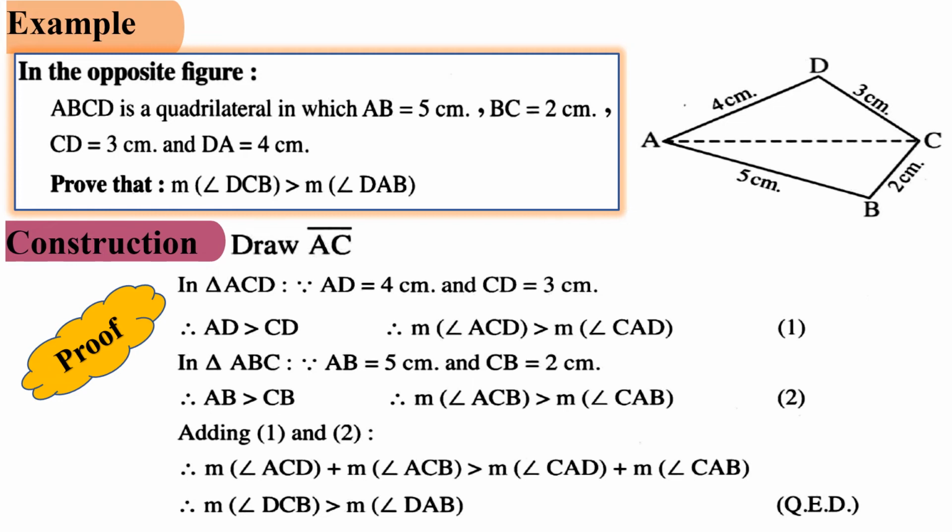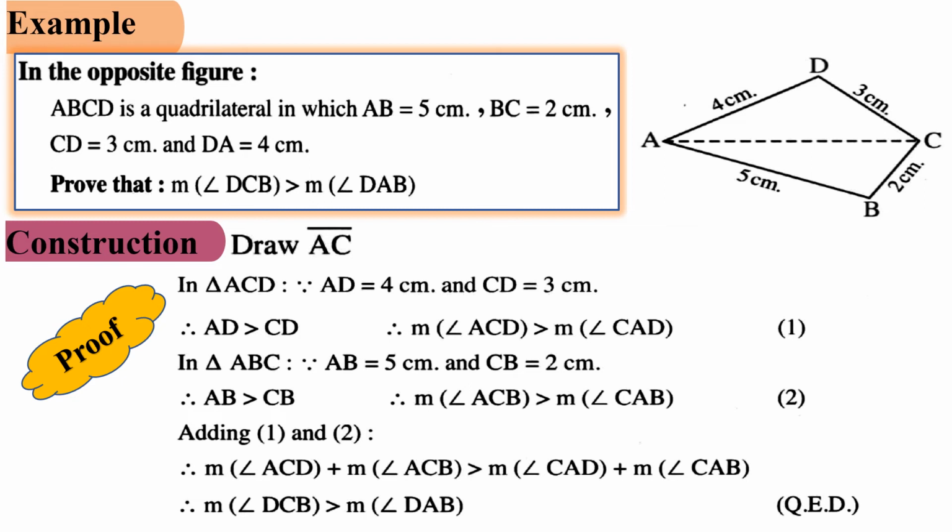Also in the triangle ABC, since AB equals 5 centimeters and CB equals 2 centimeters, then AB is greater than CB. Then measure of angle ACB, which is opposite to the side AB, is greater than measure of angle CAB. This is number 2.